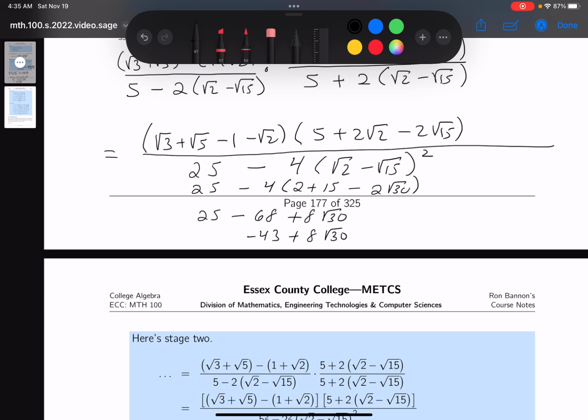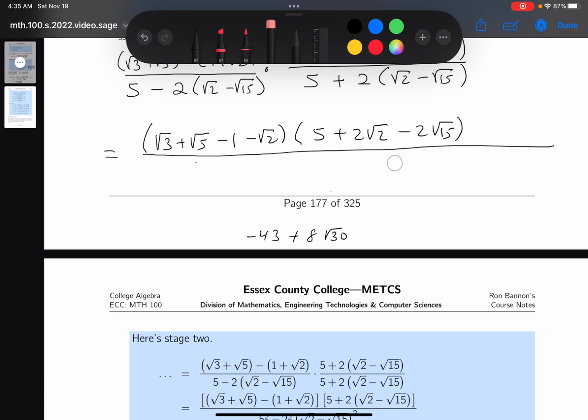That's the bottom. I'm going to get my eraser out and erase all this business over here now. And I want to put that down the bottom. Again, I'm not really worried about the top. I'm more worried about that bottom and trying to rationalize it. And what would that give you? That would give you minus 43 plus 8 root 30.